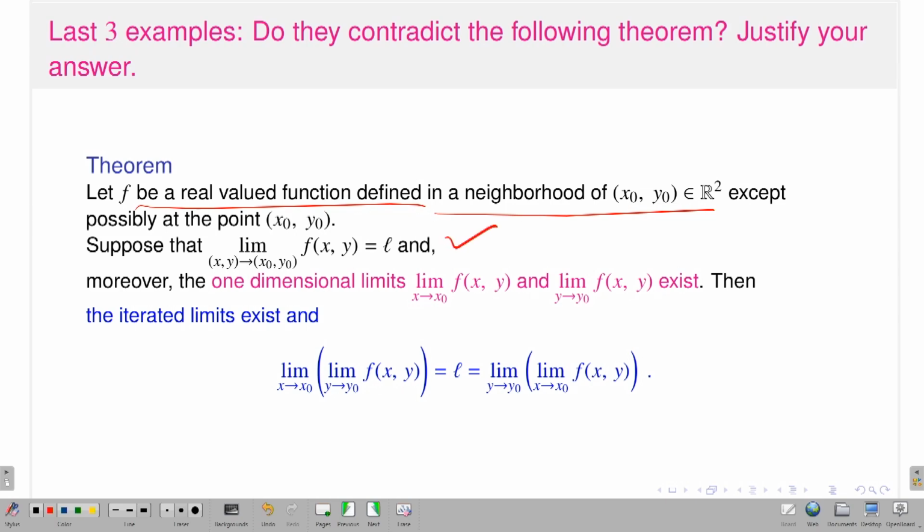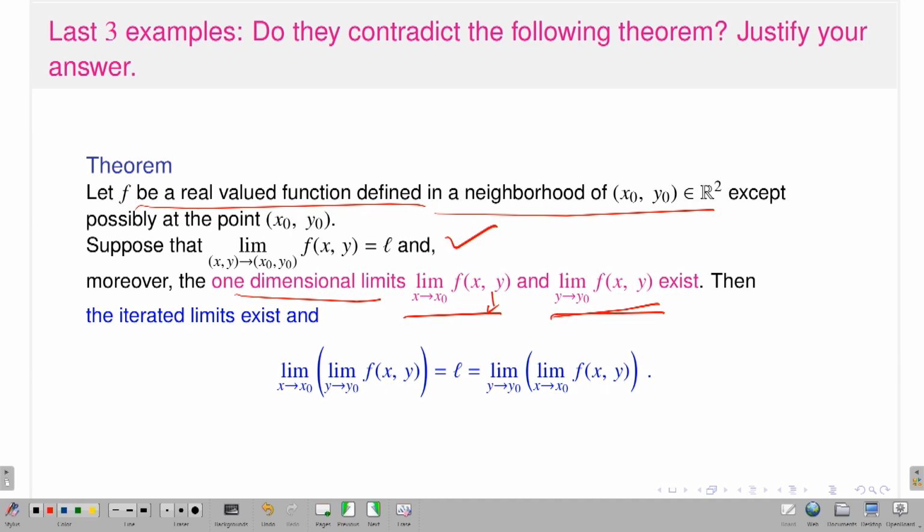Suppose that the limit as xy approaches x0 y0 of f of xy is equal to L. That means suppose the double limit exists, and moreover the one dimensional limits exist. One dimensional limit means keeping the y variable fixed, think of it as a function from R to R, and think about the limit as x approaches x0 of f of xy. Similarly, keeping x fixed, think about the function y goes to f of xy as a function from R to R, and think about the limit as y approaches y0.